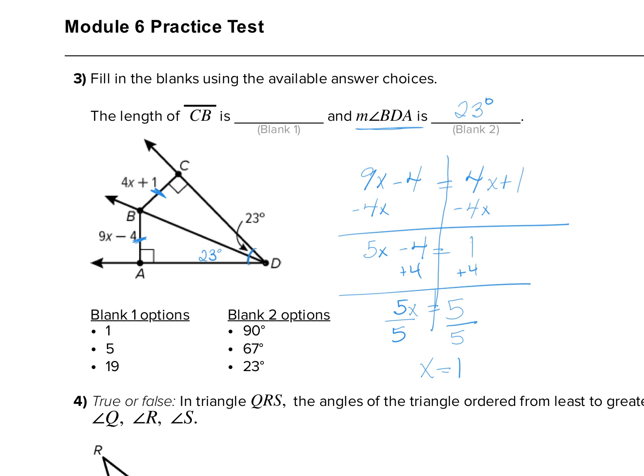And again, they put the 1 here. But that is not what's being asked. Blank 1 is the length of CB. Okay? Well, CB is 4x plus 1. So when I substitute in a 1 for x, I actually get 4 plus 1, because 4 times 1 is 4, obviously. So the length of CB is actually 5. Make sure you are reading the question carefully.